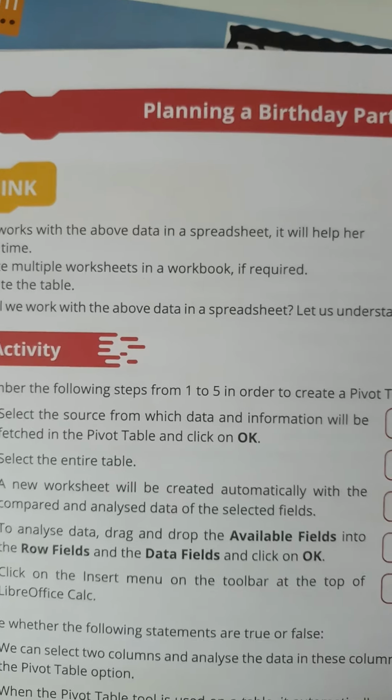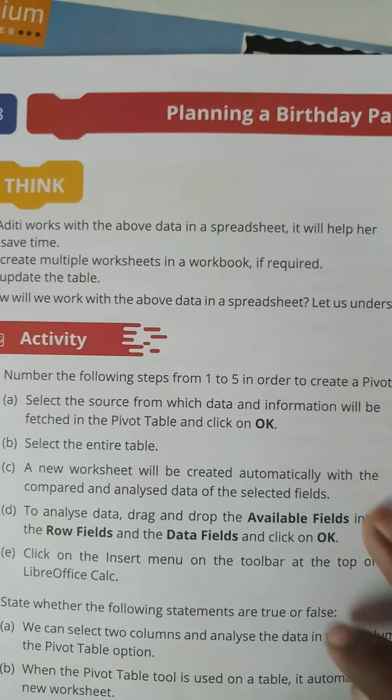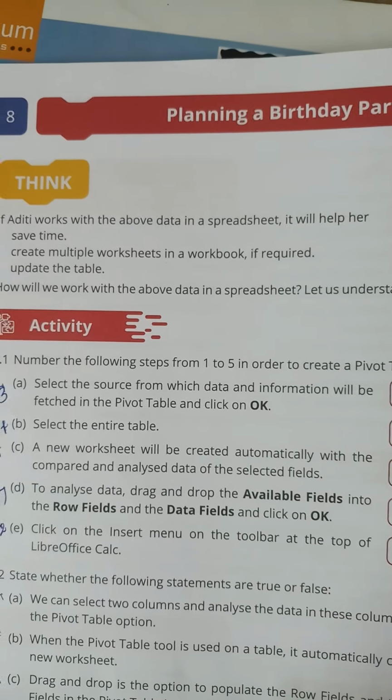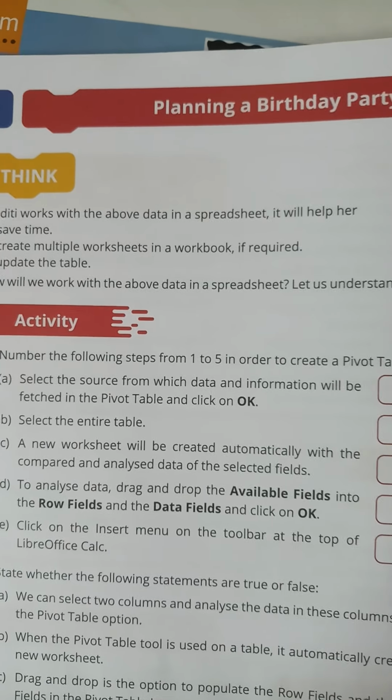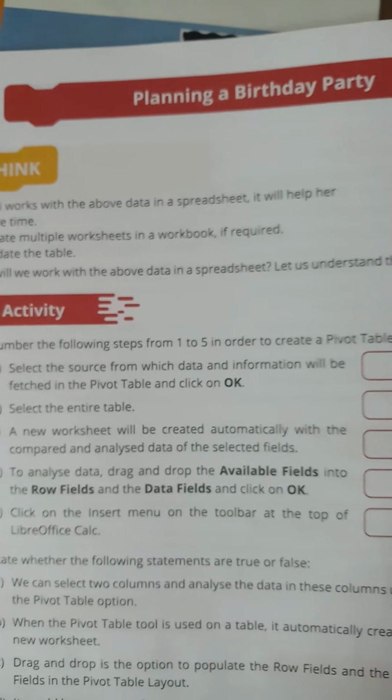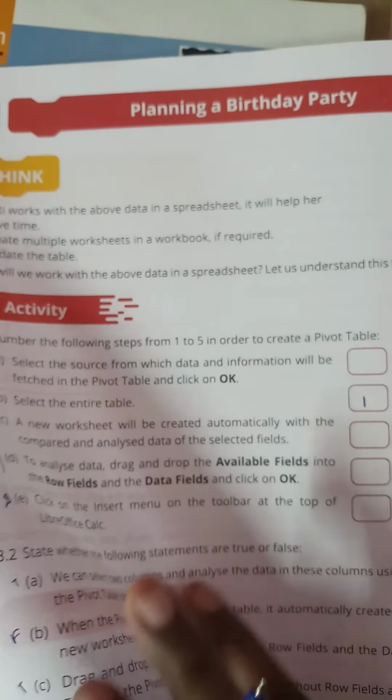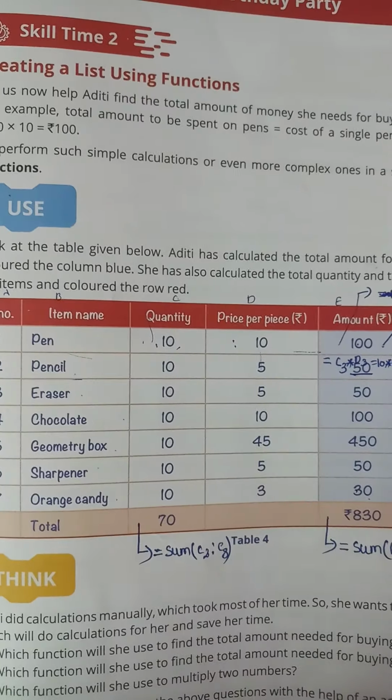Here you can see, number the following steps from 1 to 5 in order to create a pivot table. The first step to create a pivot table is to select the entire table. Which table? Table number 4. You need to select the entire table which is in table 4.